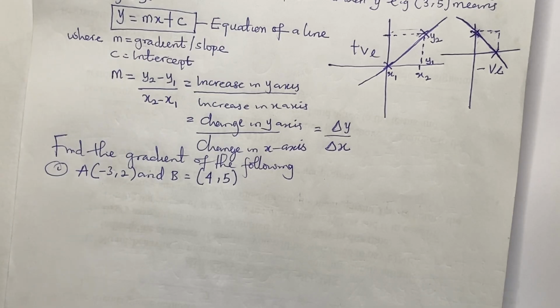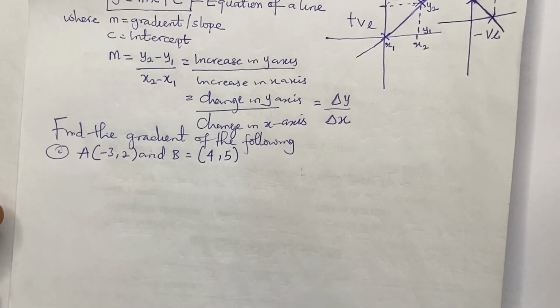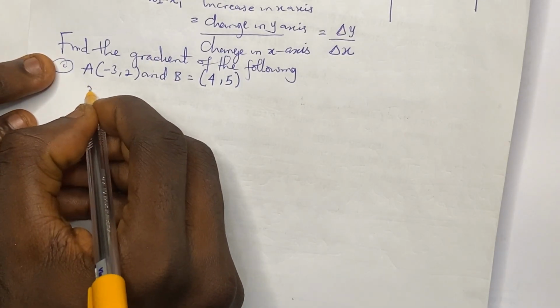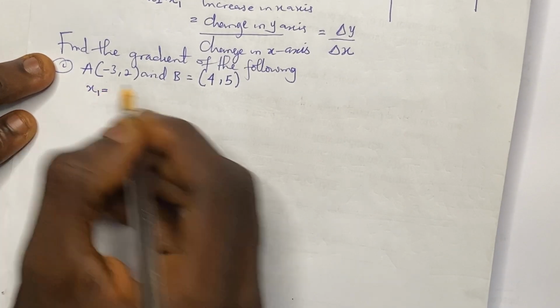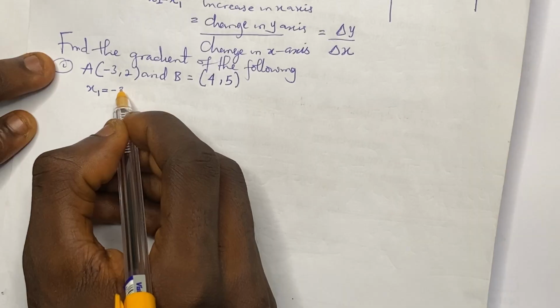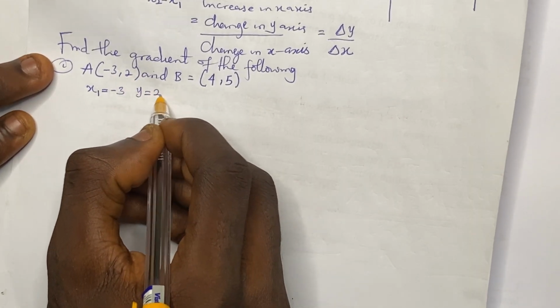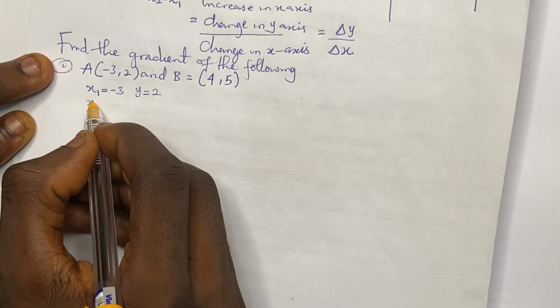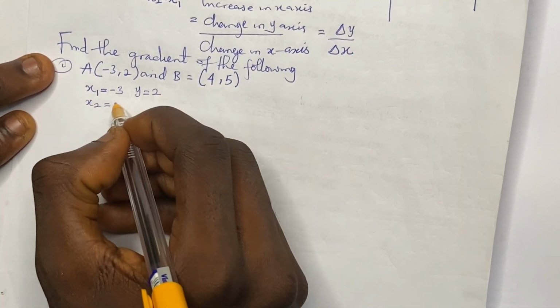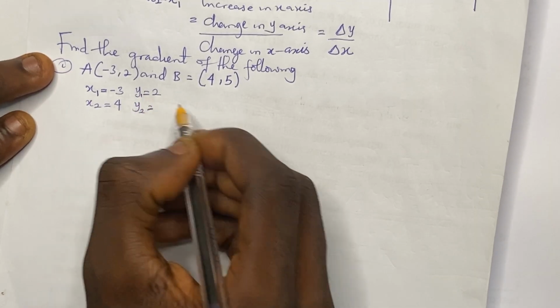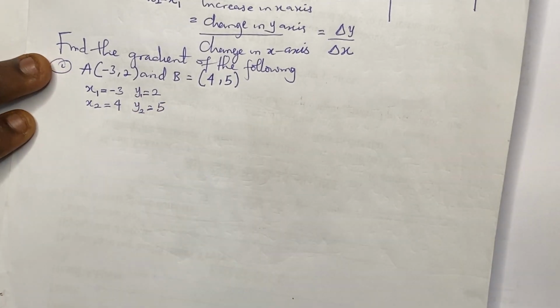Now, let's plot it on a graph. The first thing you have to do, don't forget I said the first letter is always your x and the second is your y. So this means here my x1, because I have 2 points now, my x1 here is minus 3. Are you seeing that? And then my y1 is 2. Then my x2 is 4. And my y2 is 5. Are you seeing that?